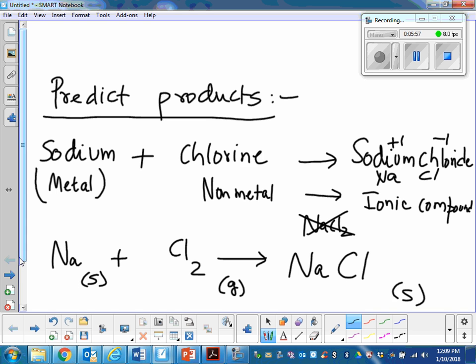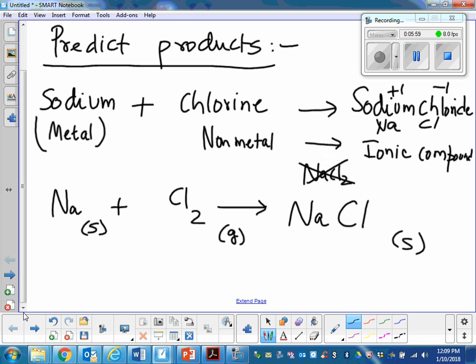Okay? So I just predicted my first product. Do you see that? I know it's a metal and a non-metal. The equation is not balanced. So I need a 2 here and a 2 here. And it already said it's a synthesis reaction. Do you understand? Everybody understands? Is it always a solid or is it most of the time? All ionic compounds are solids.